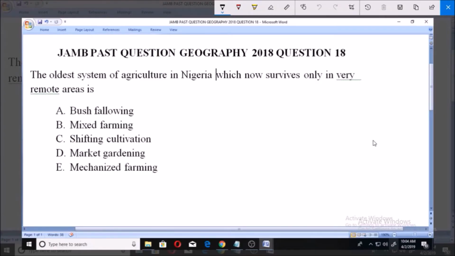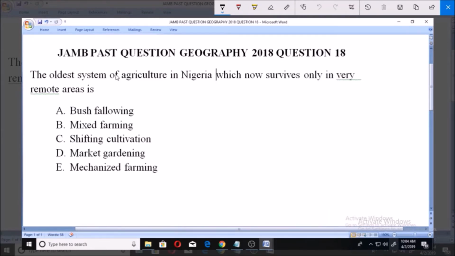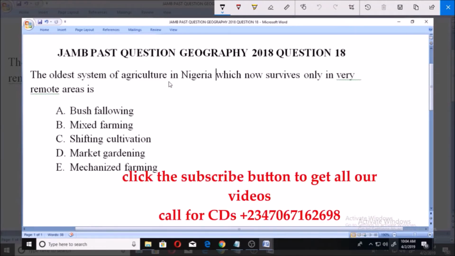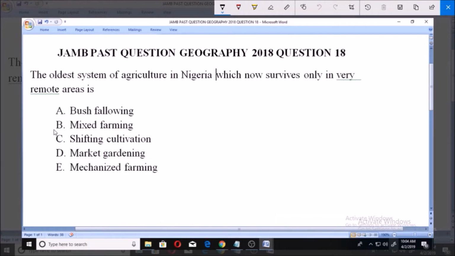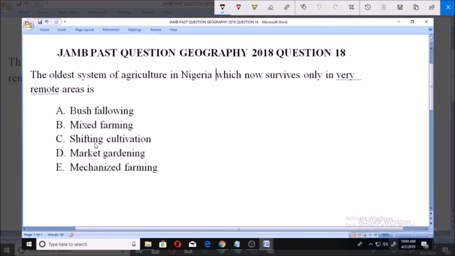Hello, welcome. Let's look at these JAMB past questions. Geography 2018, question number 18. The oldest system of agriculture in Nigeria, which now survives only in very remote areas, is: A. Bush fallowing, B. Mixed farming, C. Shifting cultivation, D. Market gardening, E. Mechanized farming.